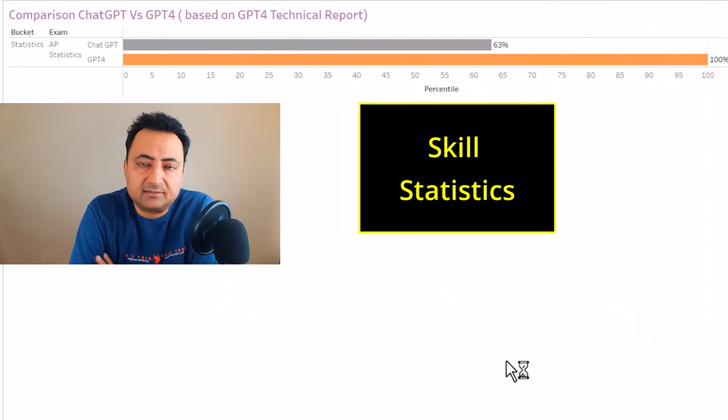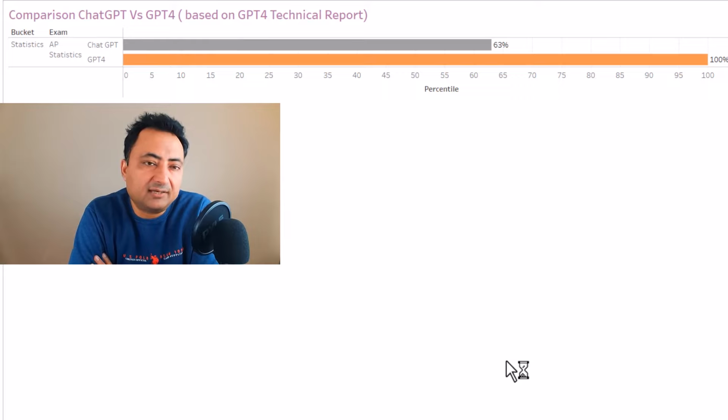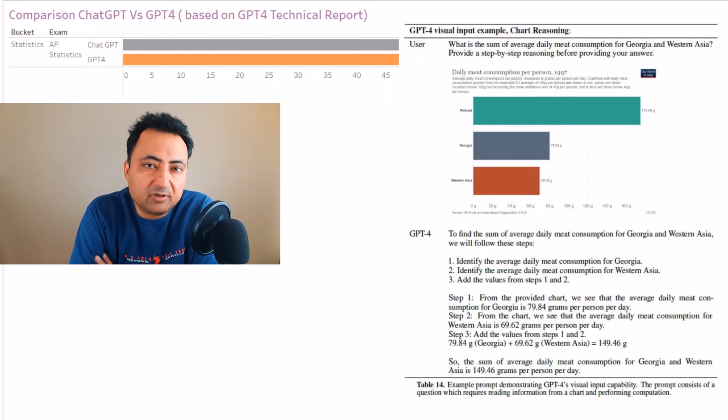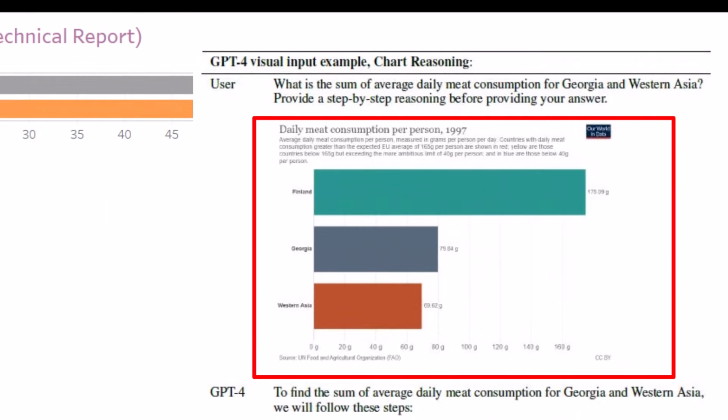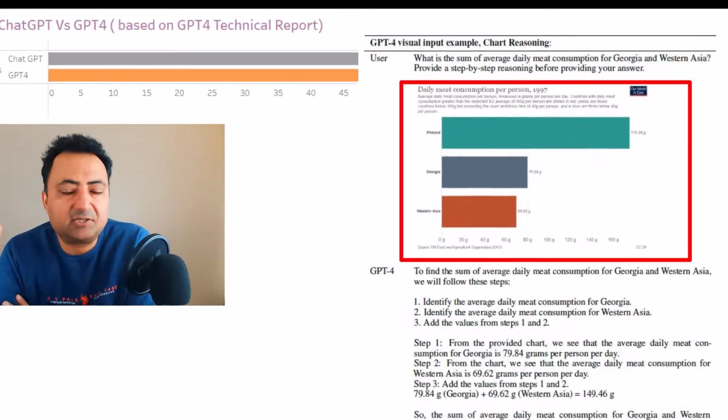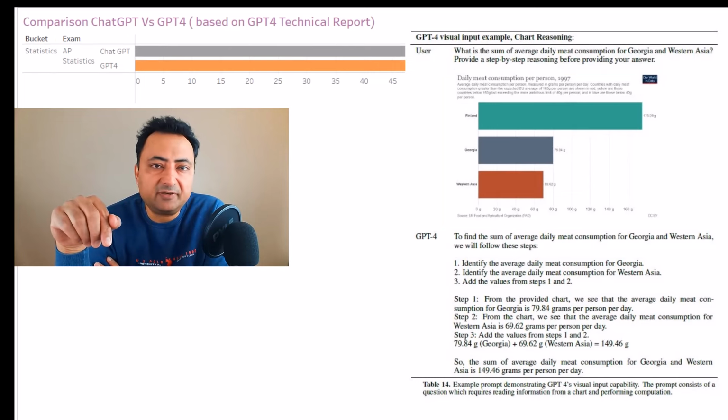The next skill set is statistics, and I believe this is a game changer. GPT-4 does much better than ChatGPT in terms of performance, but I believe it's the functionality that GPT-4 has with GPT-4 Vision that takes it a step higher. GPT-4 is able to convert images into text, and therefore you'll be able to give it a graph and it'll be able to perform statistics on it. There'll be multiple use cases that will be built around this specific feature.